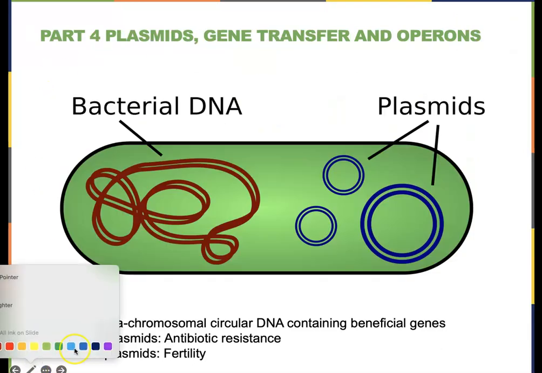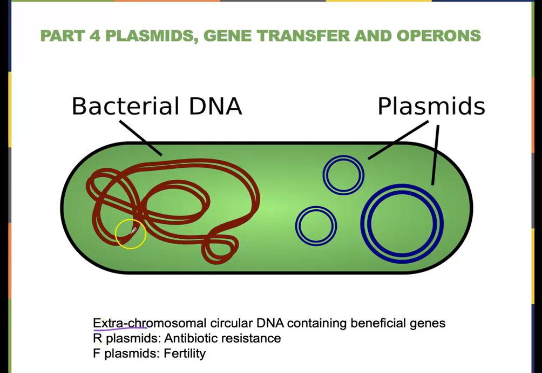A plasmid is extra chromosomal. So it's not part of the bacterial chromosome. It is outside of it, hanging out inside the bacterial cell. They are little circular pieces of DNA, and these are always going to be sort of beneficial for the bacteria. They give the bacteria extra genes that make them either capable of gene transfer or they can make them antibiotic resistant. We'll talk about antibiotic resistance later, but they're called R plasmids, R for resistance.